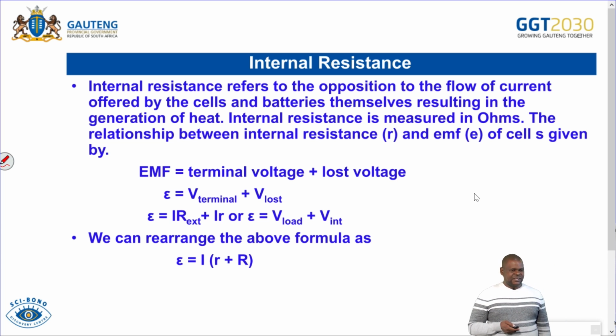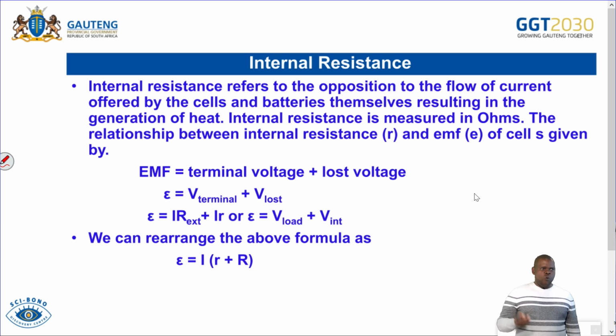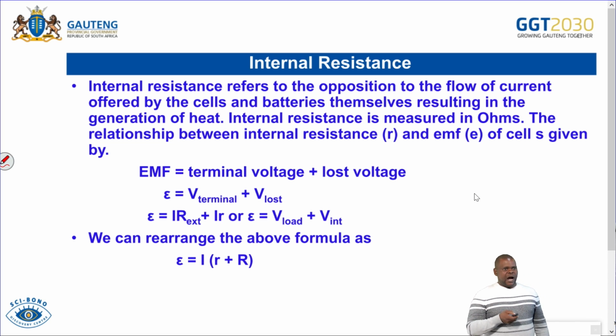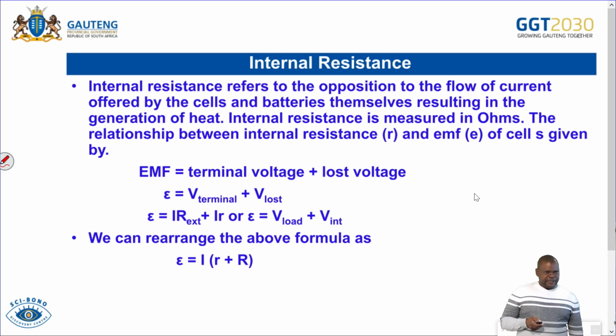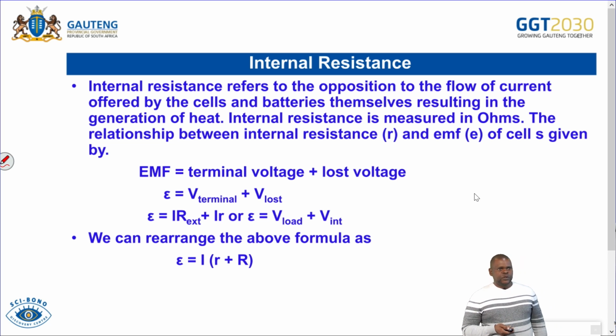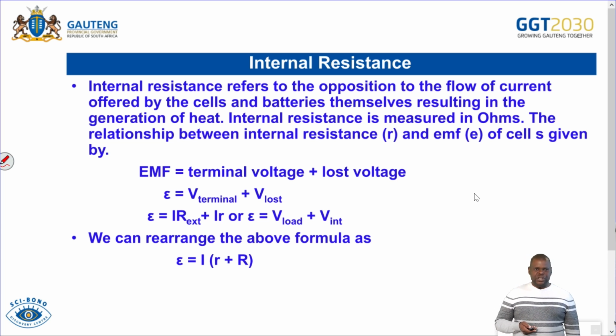Are we together, grade 11s? Internal resistance is what will make the battery and the cell hot if they have been used for a while. We know that if you have a resistant wire or resistant material, after it has been working for a while, that material will be hot. The same applies to a battery or a cell. Internal resistance is measured in ohms.